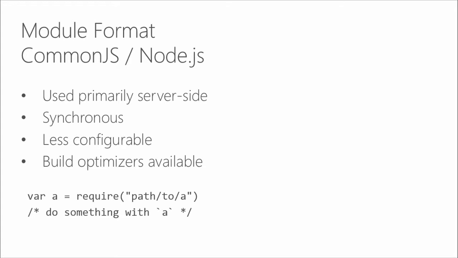And that's primarily server-side. It is a synchronous load. So before we were talking about async, this is a synchronous load. So it's going to load the file from your hard disk at that point of the require call. After that first load, it is then cached in an object in memory, so the next time you do request that, it just loads that from memory. It is less configurable by default.